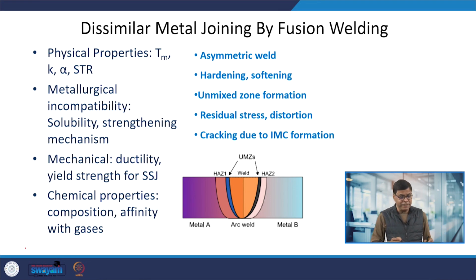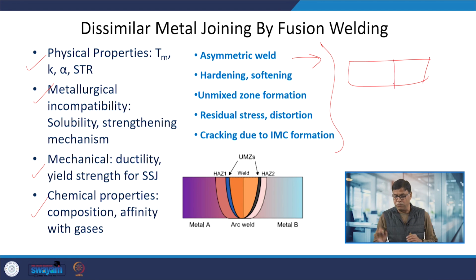Okay. So, as a result of the difference in physical properties, metallurgical properties, mechanical properties and chemical properties, what we commonly come across is an asymmetric weld. The weld is usually not symmetric. Because of the difference in physical properties, the weld is skewed more to one side as compared to the other side. Otherwise, the weld should have been symmetric, where an equal amount of molten metal and, after solidification, weld metal is produced about the weld center line. Okay. So, this asymmetry is usually present due to the difference in physical properties.